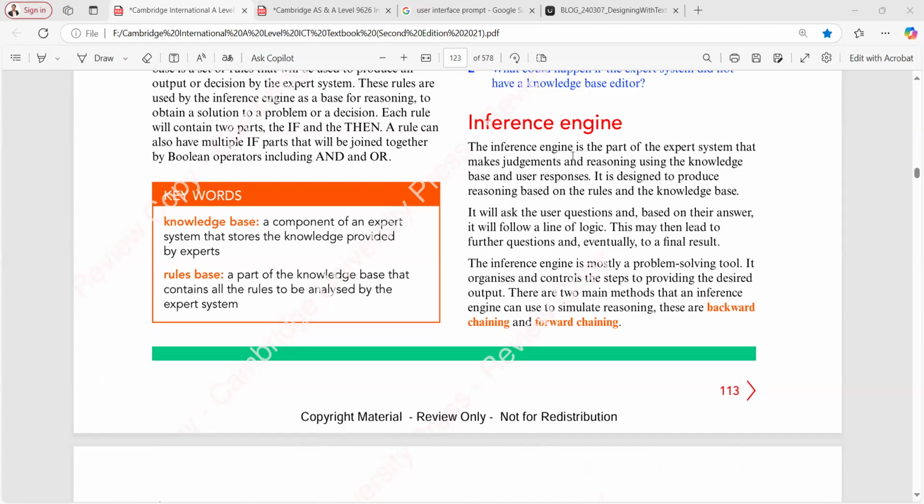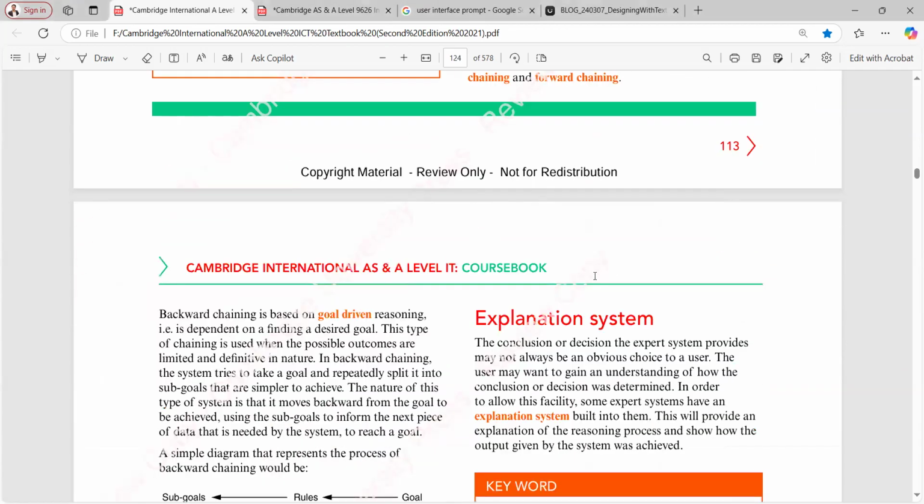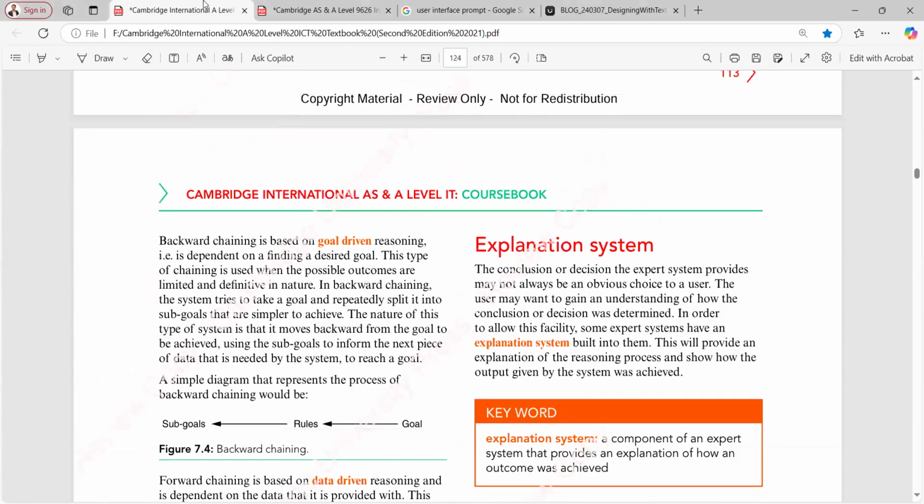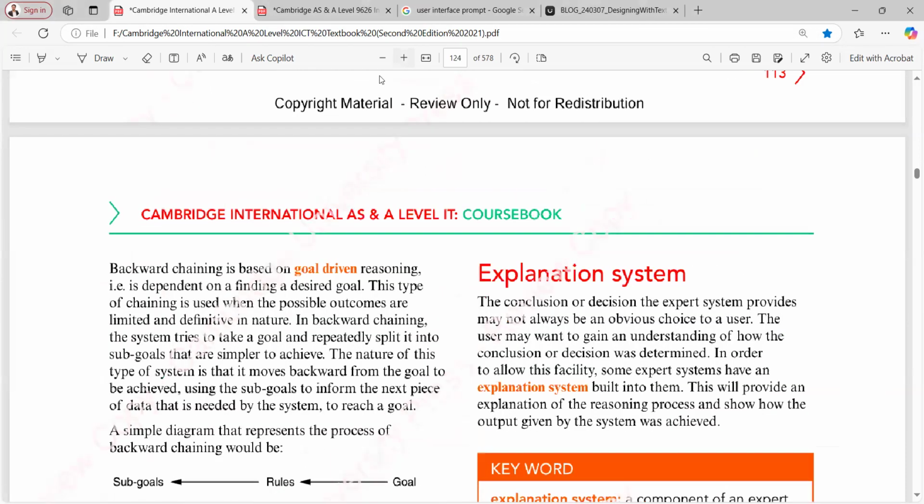So there are two methods an inference engine can use, and that is also a part of the syllabus as well. In the inference engine, there are two concepts that include backward chaining and forward chaining. So let's get into it. So first of all, backward chaining.